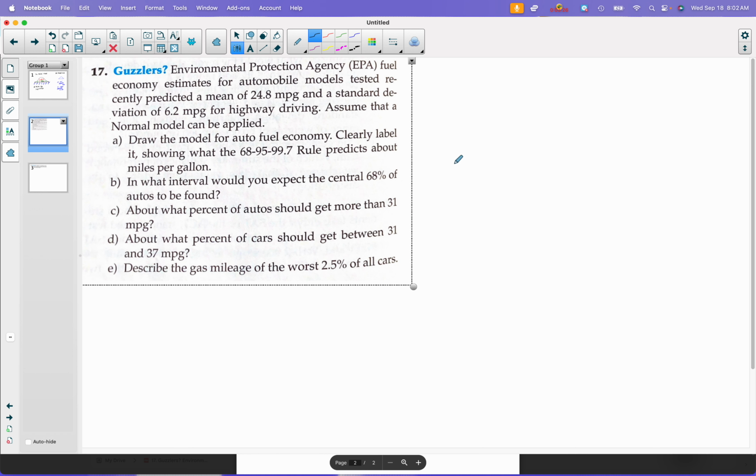But let's do an example. In this example, Environmental Protection Agency fuel economy estimates for automobile models tested recently predicted a mean of 24.8 miles per gallon and a standard deviation of 6.2 miles per gallon for highway driving. Assume that a normal model can be applied. I want to tell you how we identify normal models with notation. We use an N for normal, and then the parameters are the mean and the standard deviation. You'll see this notation throughout the course.